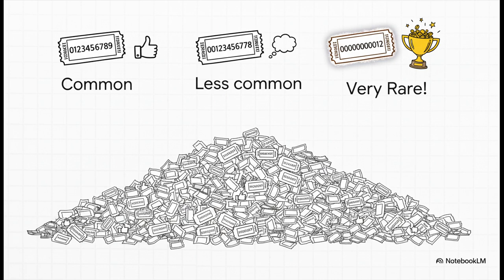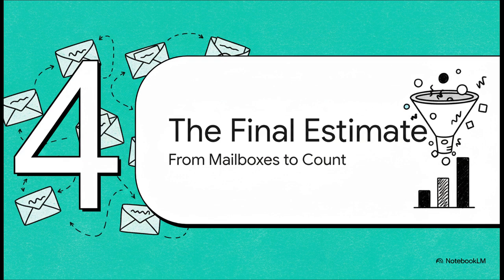But getting a hash that starts with, say, 10 zeros in a row, that is incredibly rare. So if one of our mailboxes says, hey, I saw a ticket with 10 leading zeros, that's a huge statistical clue. It tells us we must have processed a ton of items just to get that lucky. Okay, so we've run all our data through this process. Now we have a bunch of mailboxes, and each one is holding just one number, the biggest leading zero count it ever saw. So, how do we get from that to our final count of unique items?